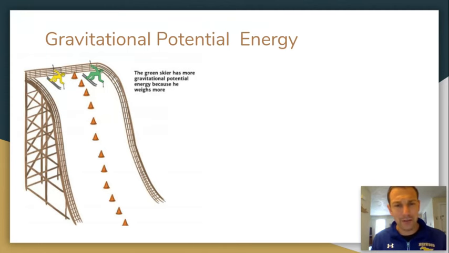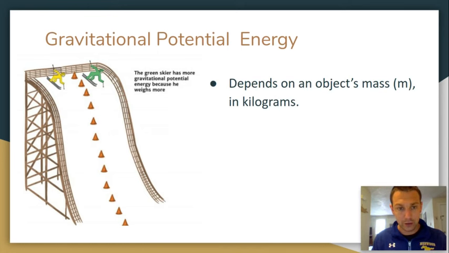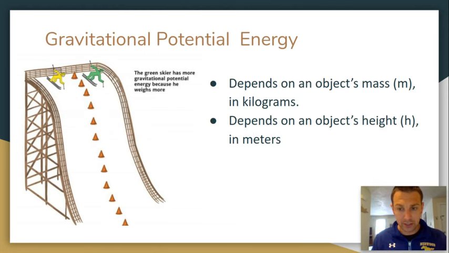But let's take a look at the factors that affect gravitational potential energy. First off, the amount of gravitational potential energy you have depends on an object's mass in kilograms, just as it did for kinetic energy. It also depends on an object's height in meters.